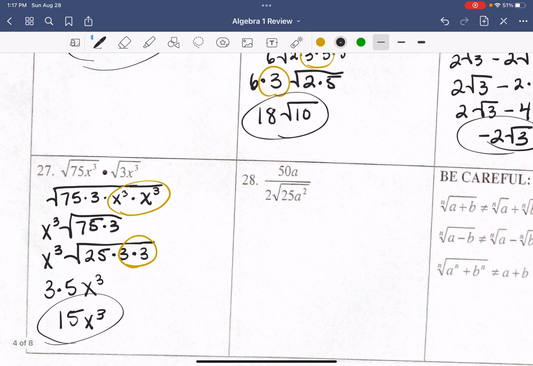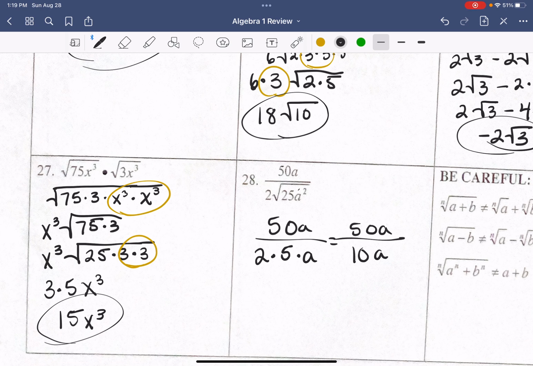For 28, let's get rid of that square root completely, actually, because 50a, we'll leave that up there, 2, and then what's the square root of 25? It's 5. What's the square root of a squared? It's just a. Okay, so this turns into 50a over 10a. My a's cancel out, and then my 50 and 10 actually cancel out, and I'm left with just a 5 for that answer.